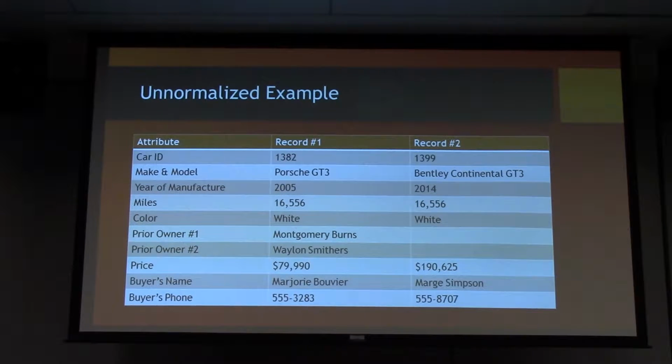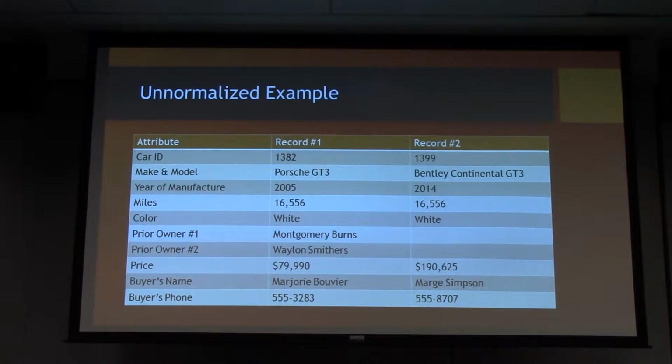First thing you would do is make a list of all the different data you want to capture. And so for a car business, I thought of selling cars, maybe used cars. You need to know the make and model of the car, the year it was manufactured, the miles on the car, color, prior owners, price, buyer name, buyer phone. So for each car in your system, that might be all of the information you want to capture.